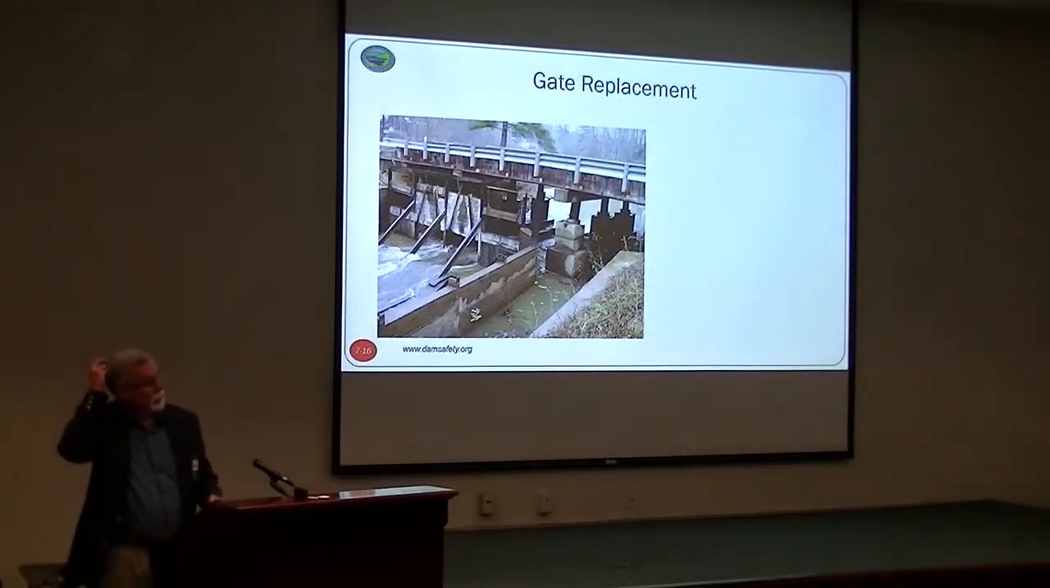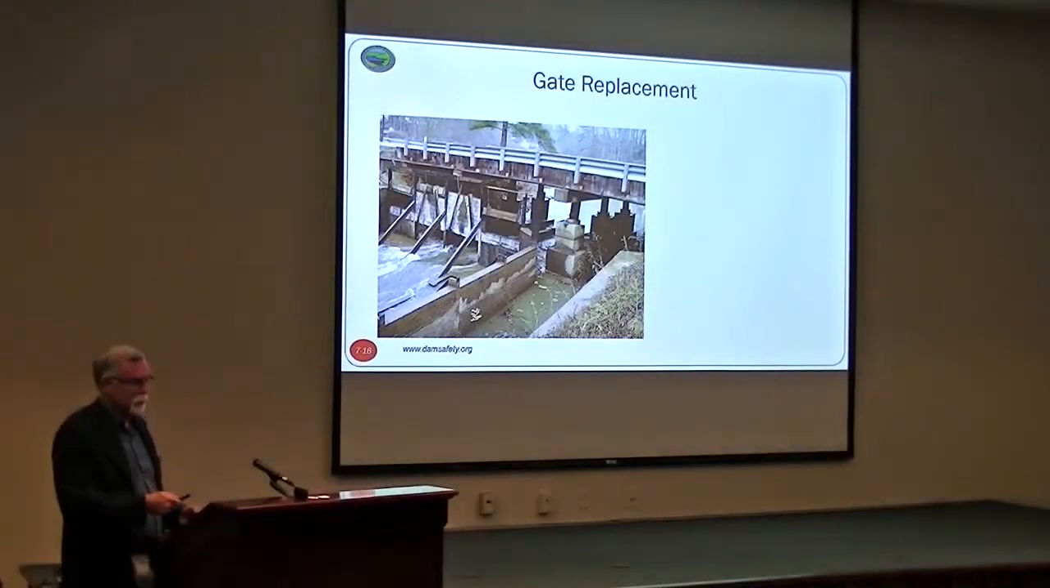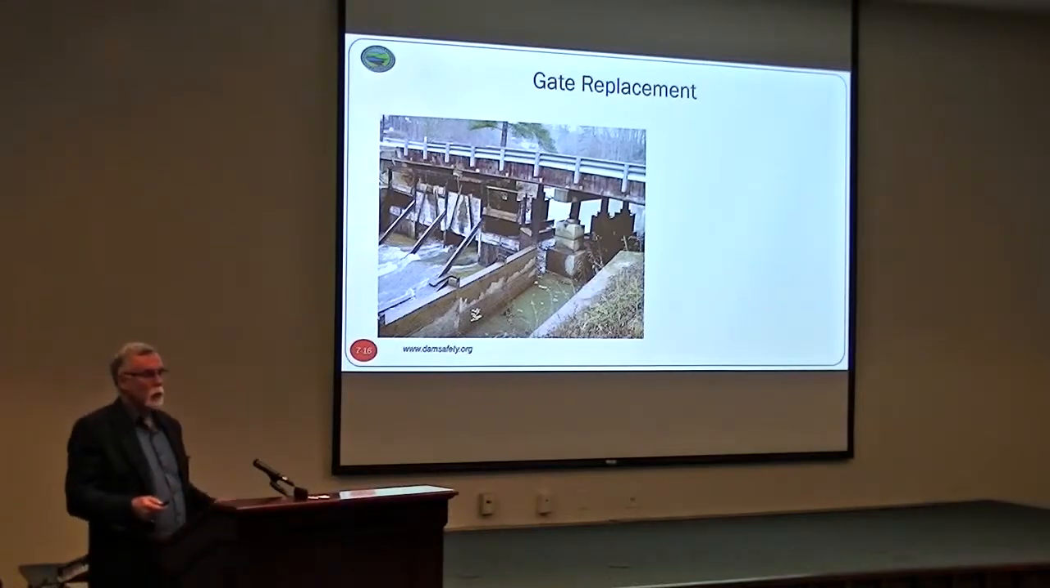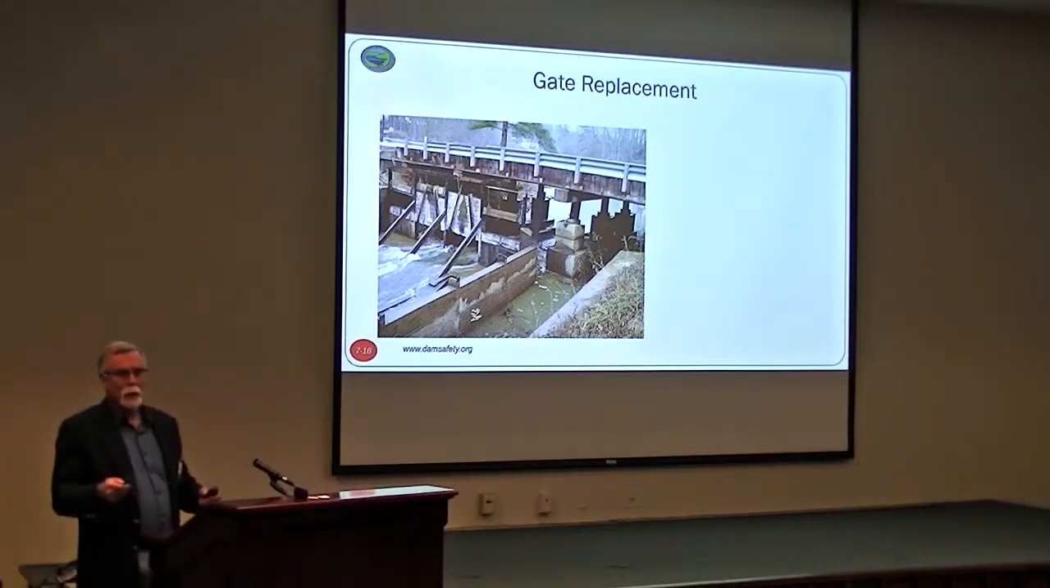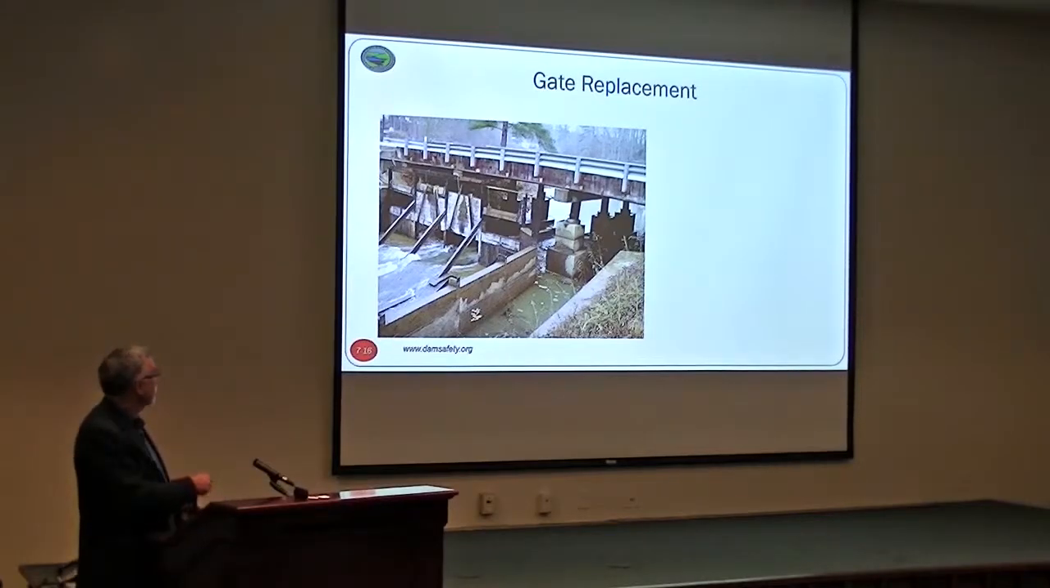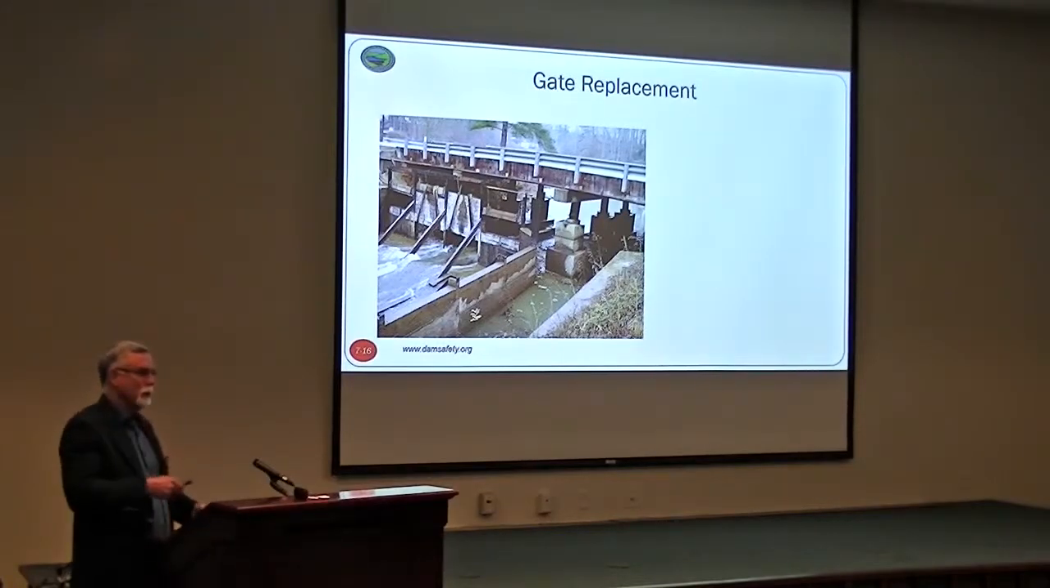Here's a gate replacement. This is a homeowners association on a large watershed. Every time the forecast was heavy rain, the homeowners would come out and use come-alongs and try to pull up these wooden platforms to start getting water out of their lake. Very dangerous conditions trying to do that in anticipation of the storm.